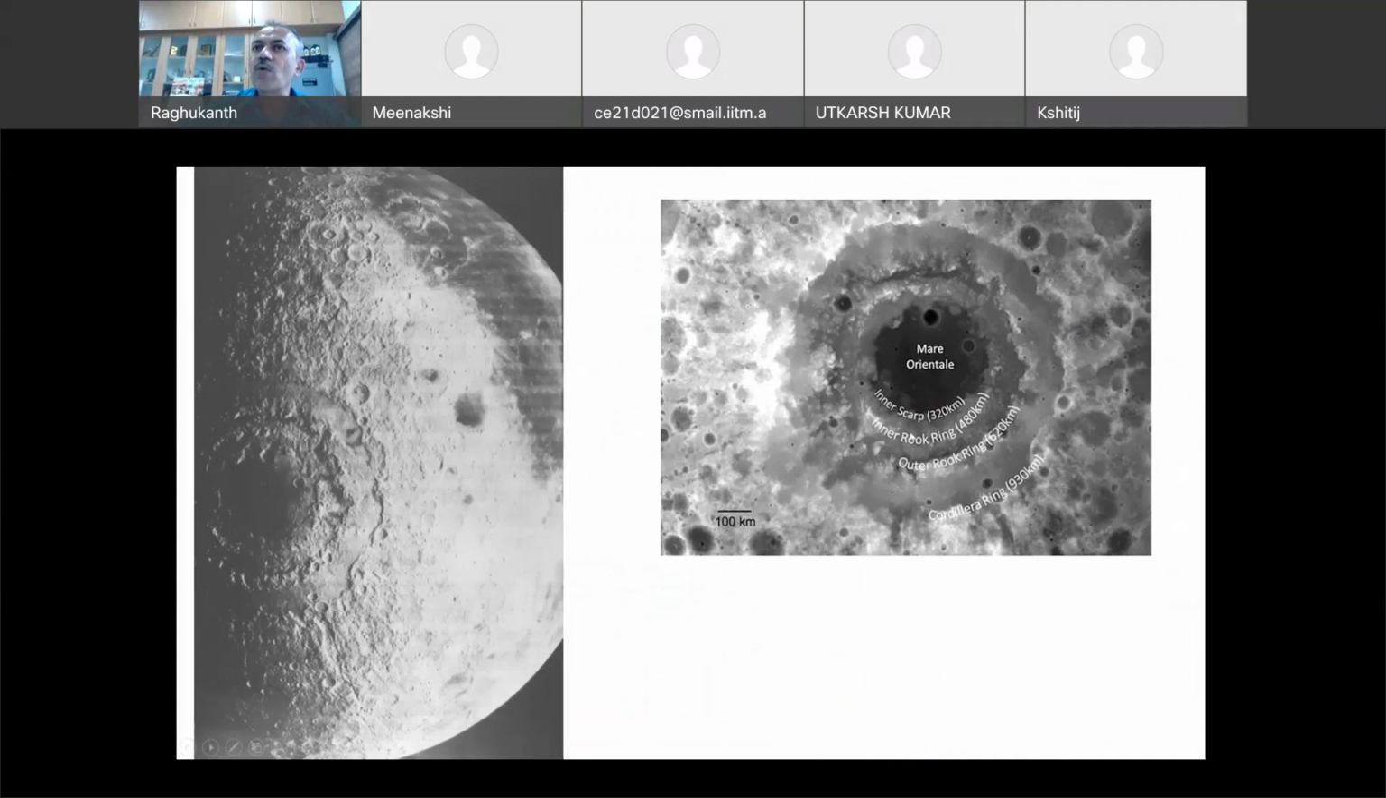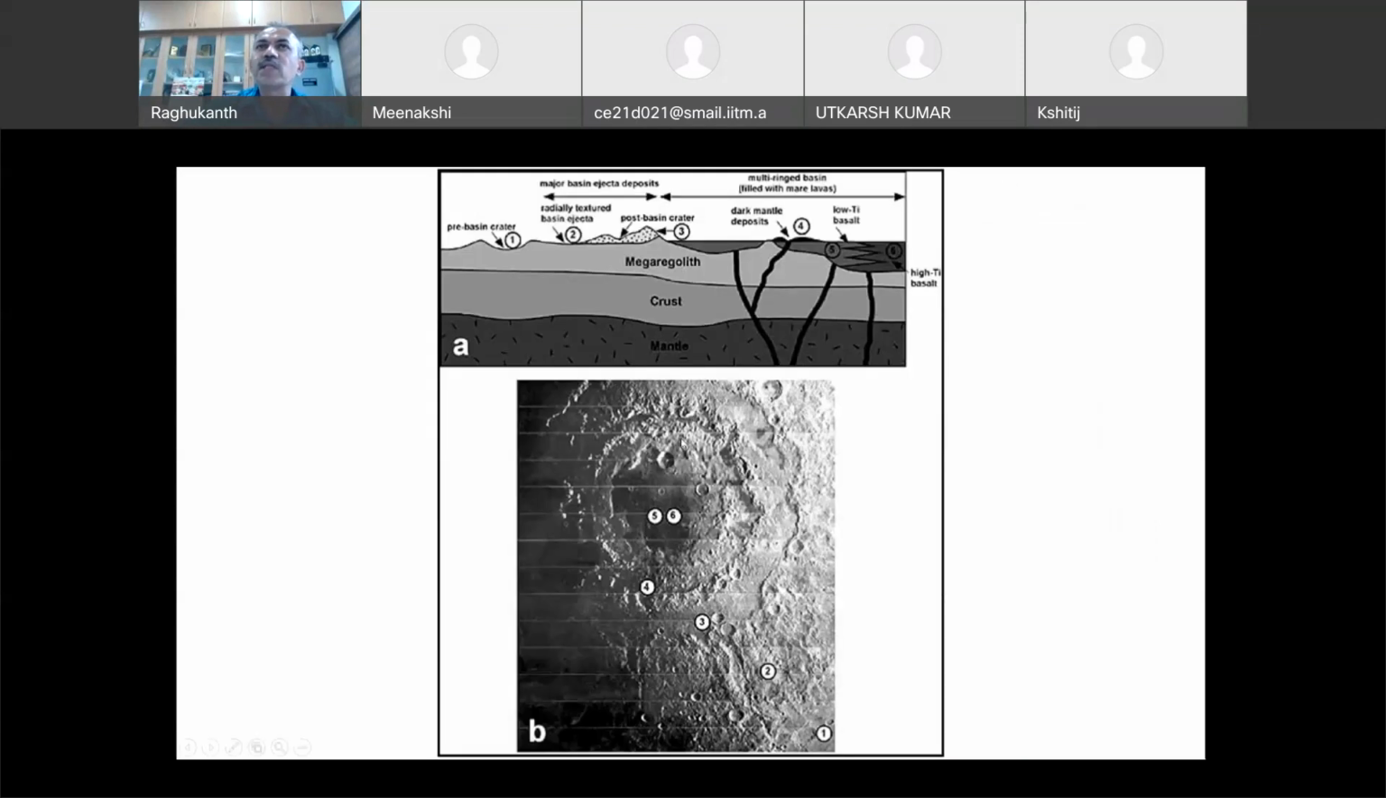Then they have the inner Rook ring. Then the outer Rook ring is there. Then the Cordillera ring. So you can see a chain of mountains, basically. All these ring sites. So this is what they call multi-ring basins, basically. And then for the same Oriental Basin, they have done the geological mapping, because the data and other things they have used.